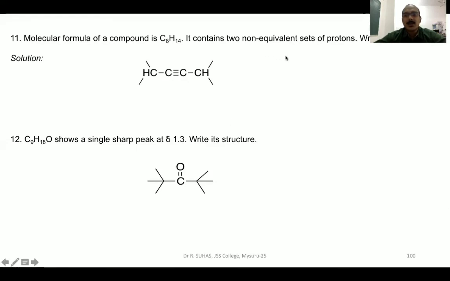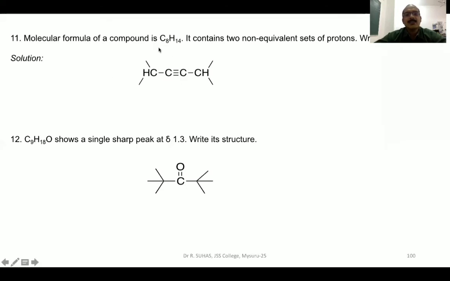That means there are two types of protons. You must obtain two signals and you have to write what is the structure. He has not given any chemical shift value. He has not given any multiplicity. The only clue that he has given is there are two non-equivalent sets of protons. We shall see what this can be. So this kind of problems, it is only trial and error basis. So you have to write one structure. If it does not satisfy, you have to change it to another structure.